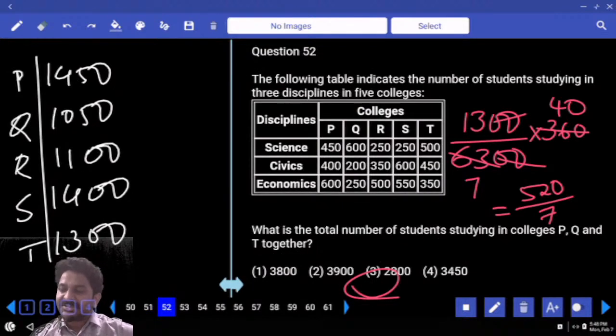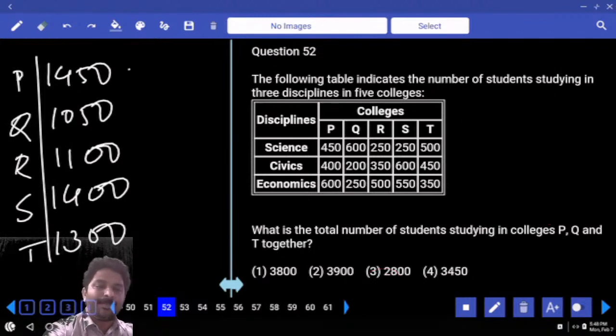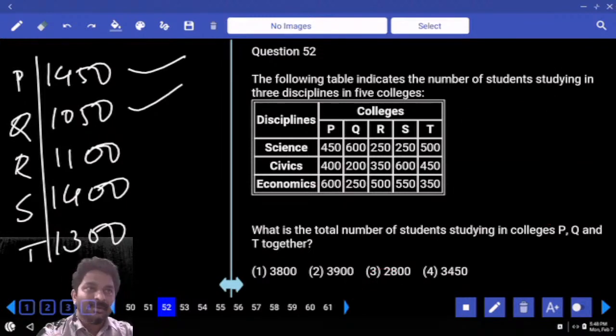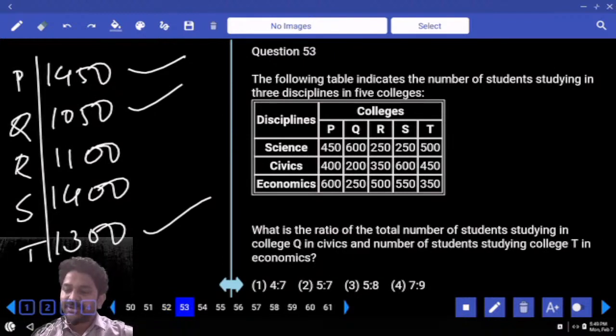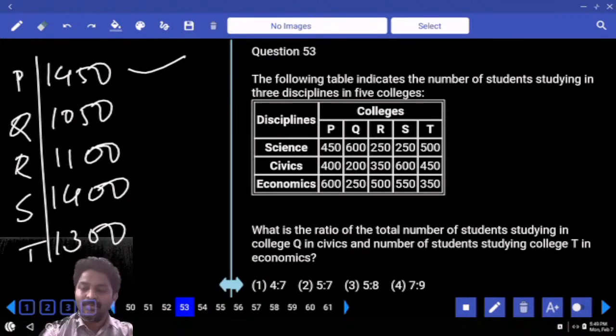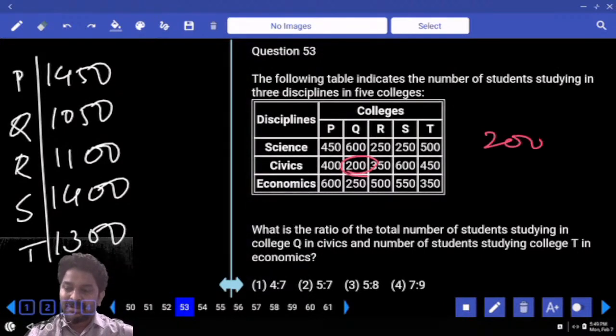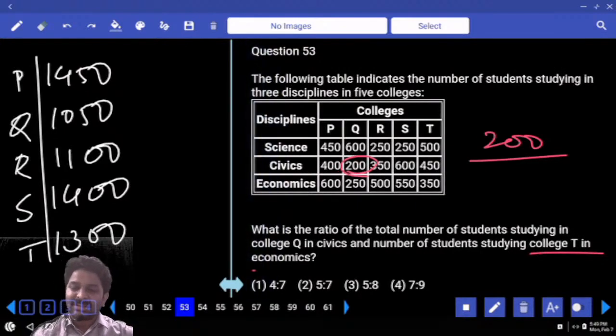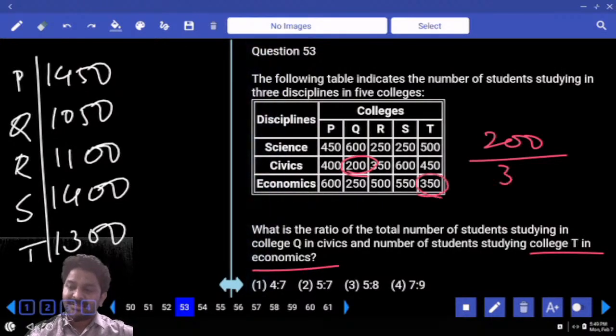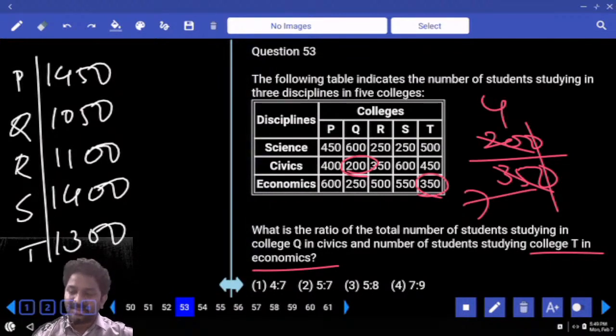What is the total number of students studying in college PQT together? PQ both together 2500. 2500 plus 1300, 3800. What is the ratio of total number of students studying in college Q in civics? Q in civics 200. Number of students studying college T in economics. T in economics 350. 0 0 cancel. 5 4 times, 5 7 times. 4 is to 7.